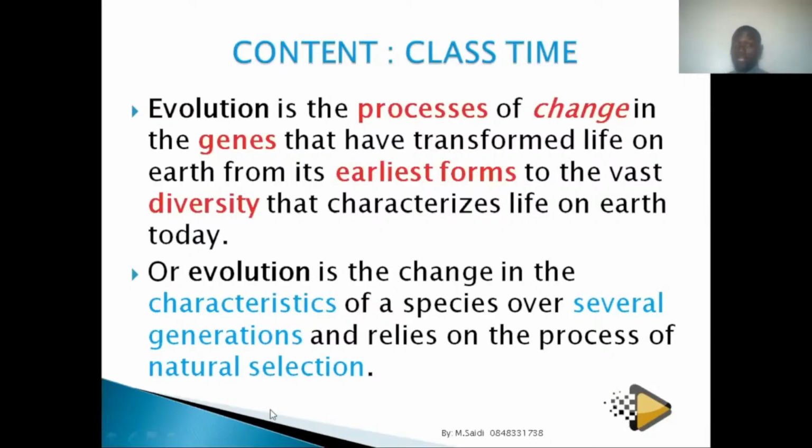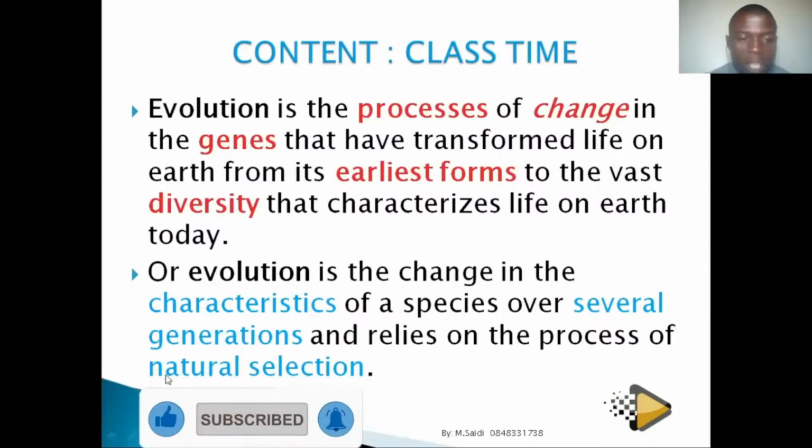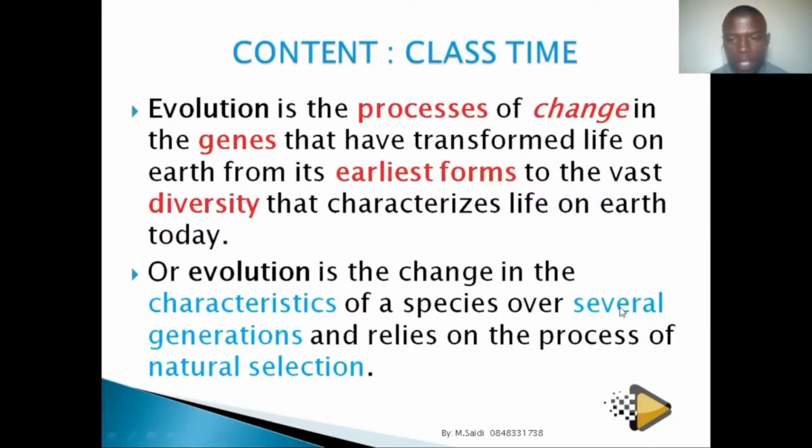Those who have passed the papers, they will go to another class. Those who have failed, they will remain in the class. So if you leave nature to select who is supposed to progress and who is not supposed to progress, then we call it natural selection. So basically we say that evolution depends on natural selection. The characteristics will change over generations, but this process will be as a result of natural selection.